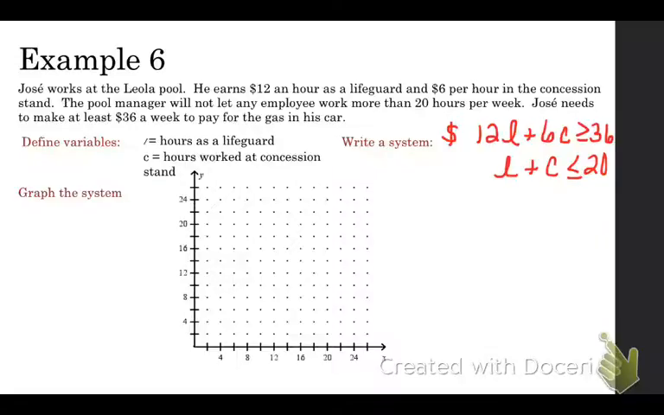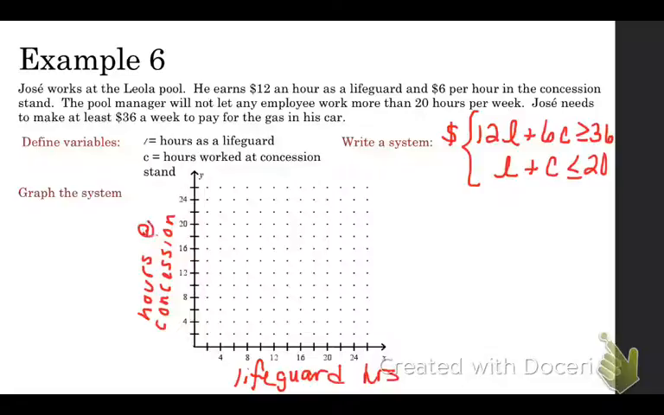There's my inequality. So what I need to do for this system is change them both to slope-intercept form to graph them, or I need to use my intercepts to graph them. So I'm going to put some labels on my coordinate plane. I'm going to put the hours as a lifeguard down here, lifeguard hours, and I'm going to put concession stand hours on the y-axis. And I'll say hours at concession. It's not a great job labeling, but it'll help me get my graph.